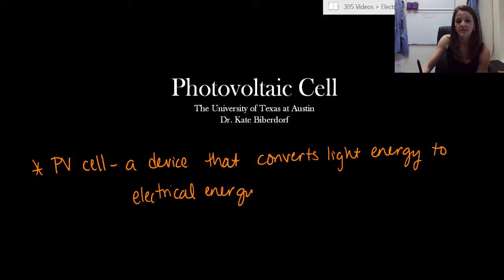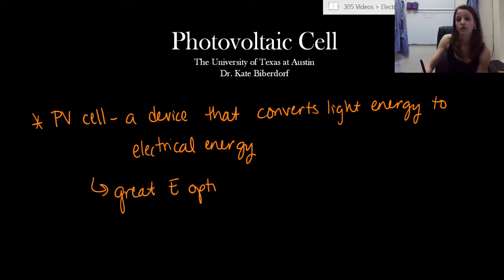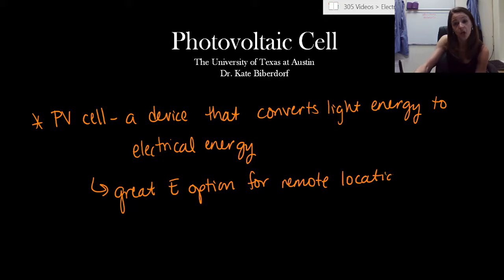Now a PV cell is something that works very well, or it's a great energy option for remote locations. So think South Africa, some places in Mexico, a lot of times even Alaska, places that don't have a lot of energy or can't access electricity very easily. Photovoltaic cells actually provide that to them. It gives them a way to get some electricity just by using the incident radiation from the sun.